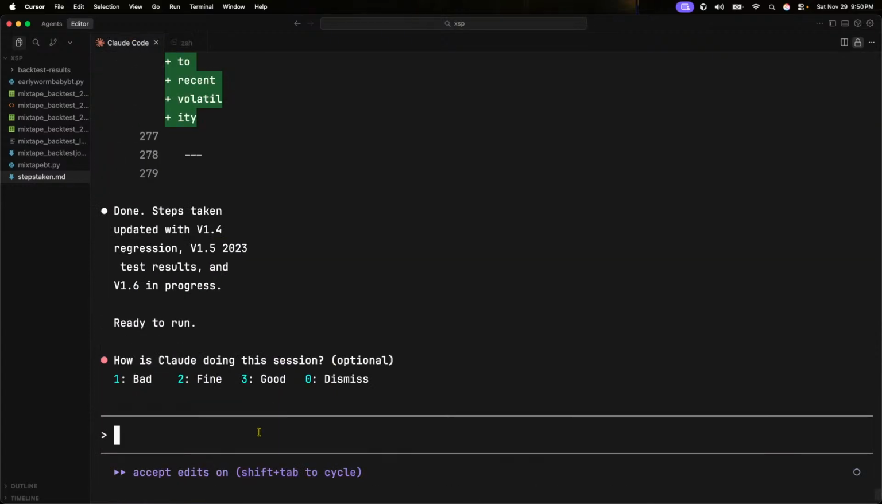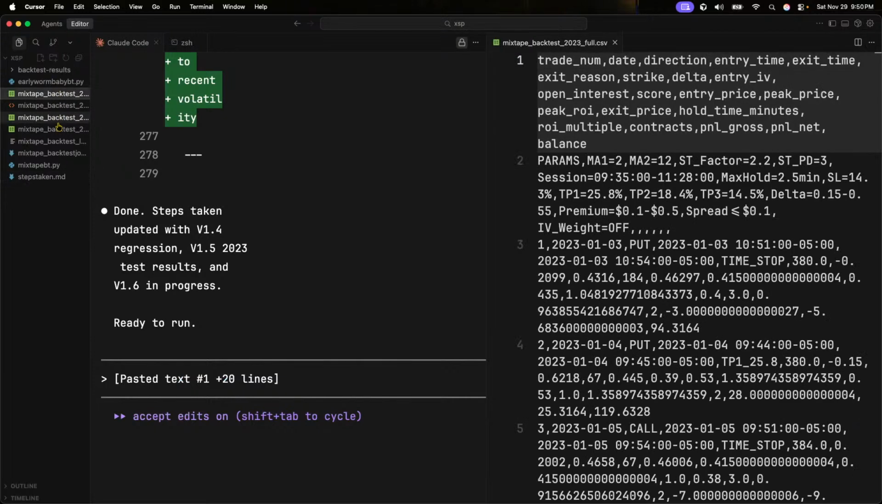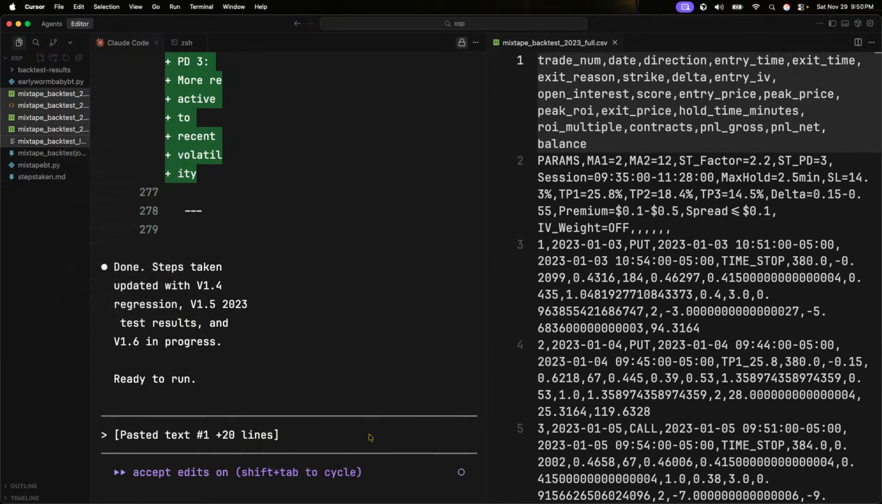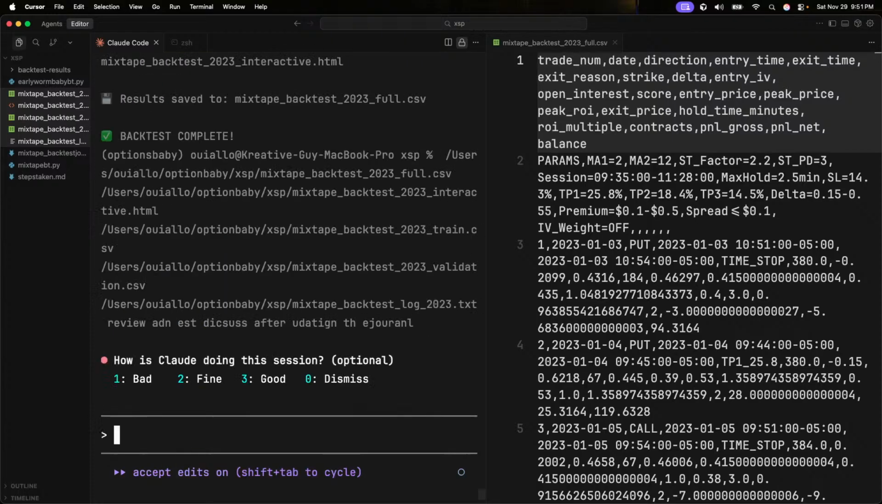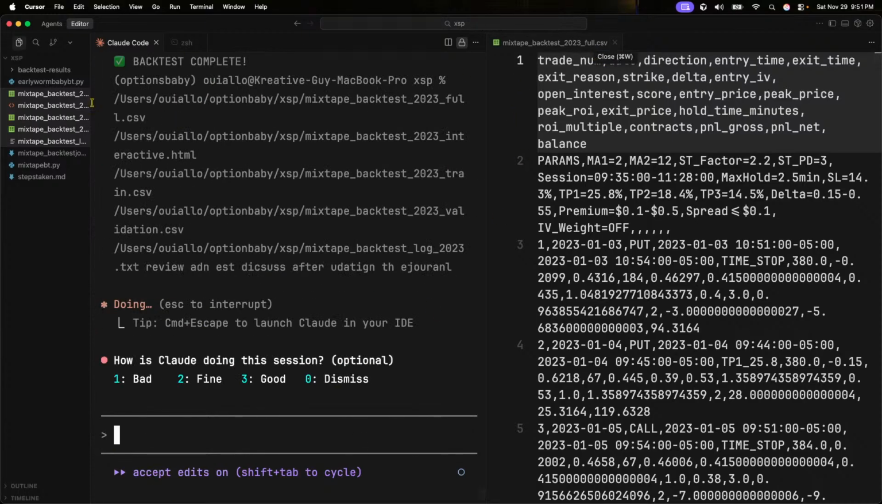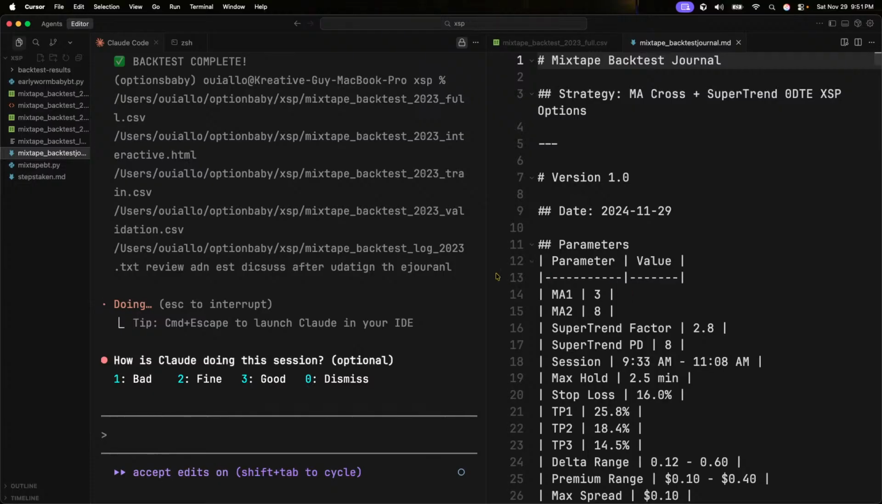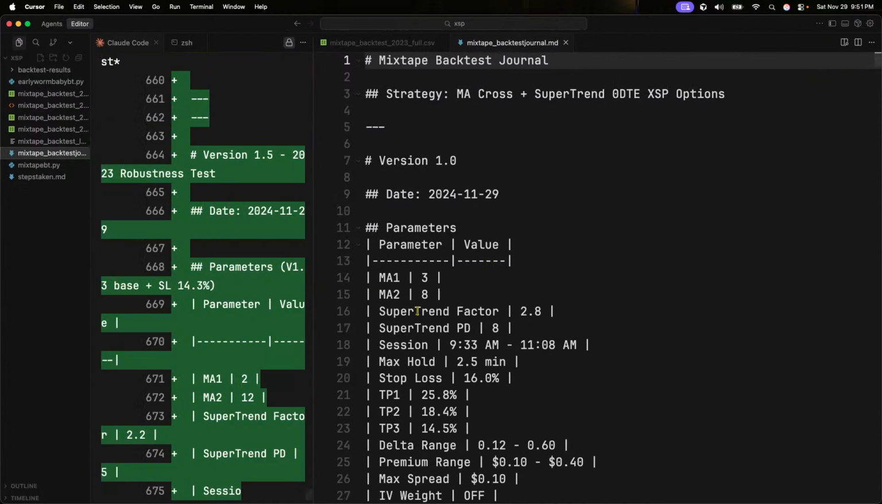All right, I still have another idea. Y'all see how the AI isn't even giving me... I mean, yeah, it is, but it isn't. Review and let's discuss after updating the journal. Oh, since we didn't even look at the journal yet, let's go look at this real quick while it's doing this work over here.